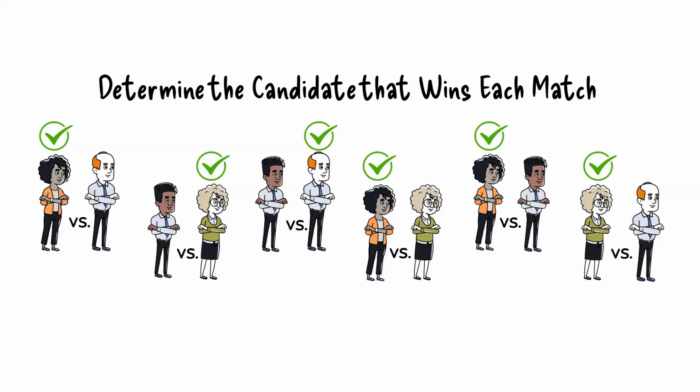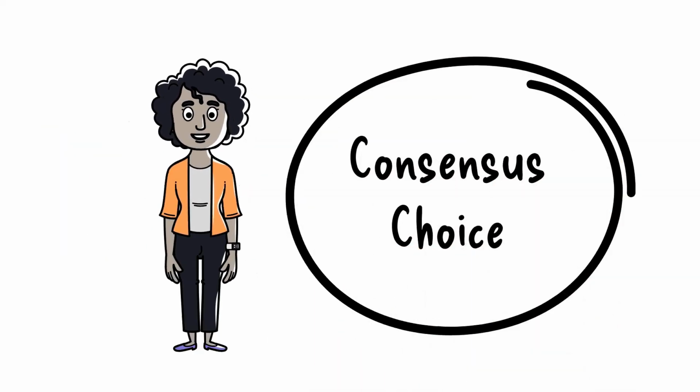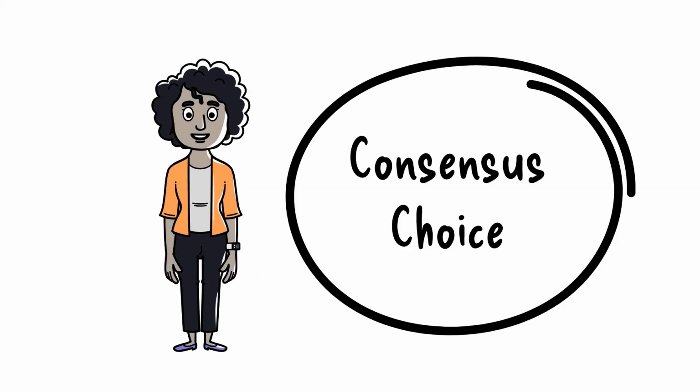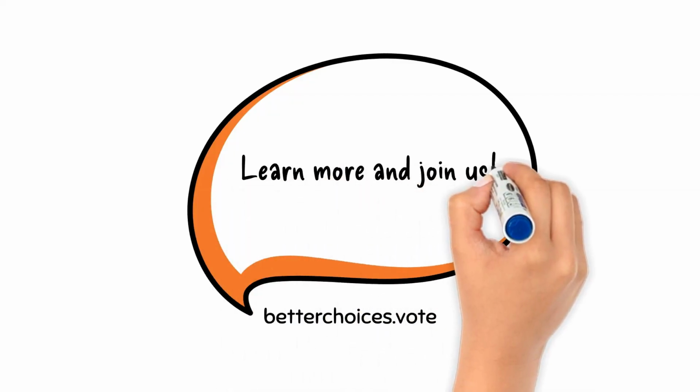What do you notice? Carol never lost a match. Carol wins each of her matches, so naturally Carol should be the winner. And indeed, Carol is the winner according to consensus choice voting.